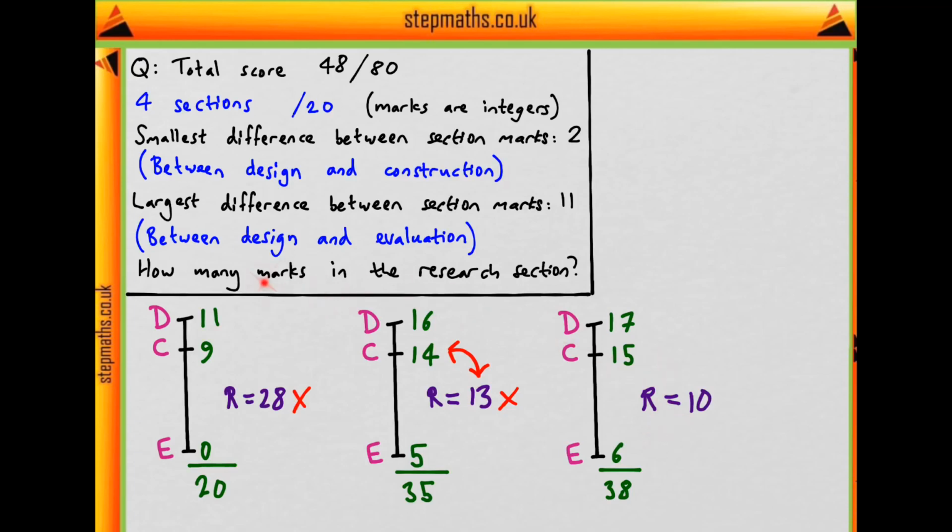And we're only asked how many marks are in the research section, not the maximum or minimum. So because we found a guess that works, then it means this must be the answer, no matter how we arrive at it. So if 10 is our final answer, this corresponds to A on the question paper.